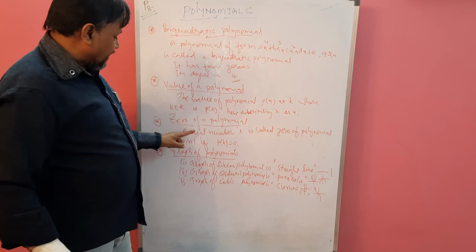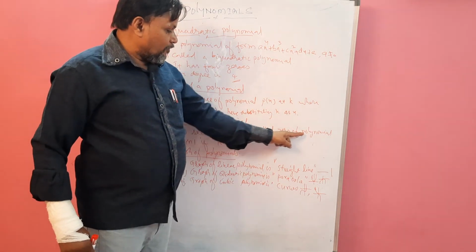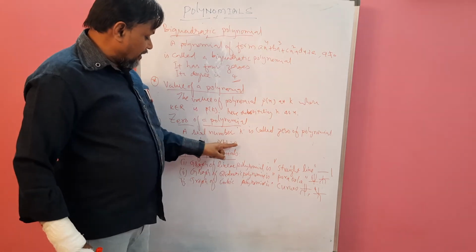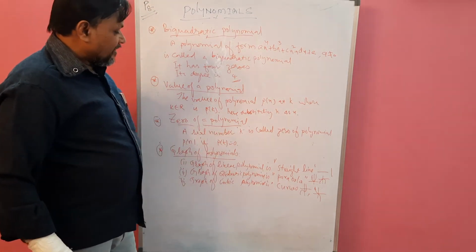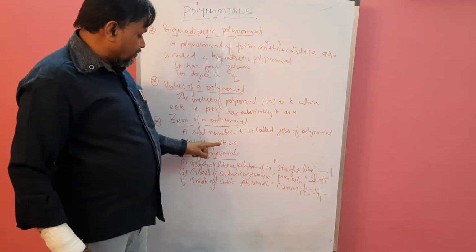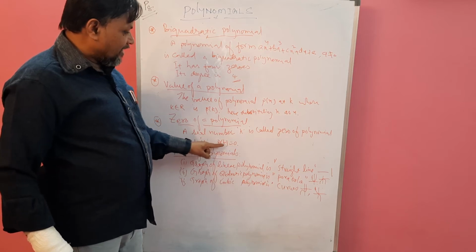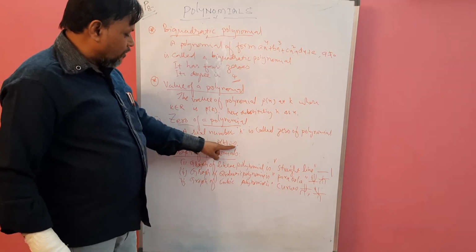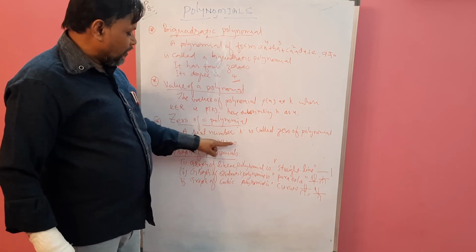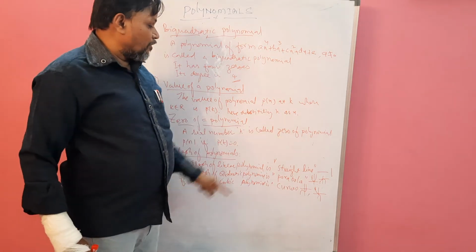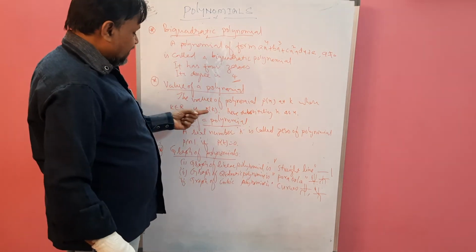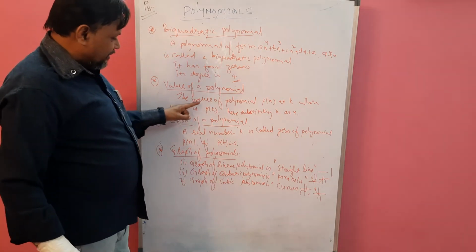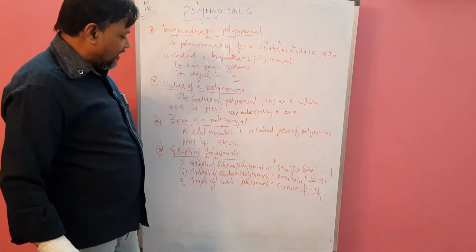Zero of a polynomial. A real number k is called a zero of a polynomial p(x) if p(k) is 0. p(k) can have any value, but if p(k) is particularly 0, then we say k is a zero of the polynomial. The x value that makes the whole polynomial 0 is called k, the zero of the polynomial. Otherwise, for all other values, we cannot say k is a zero of the polynomial. So remember these two things: the value is different; if the value is 0, then k is called a zero of the polynomial.